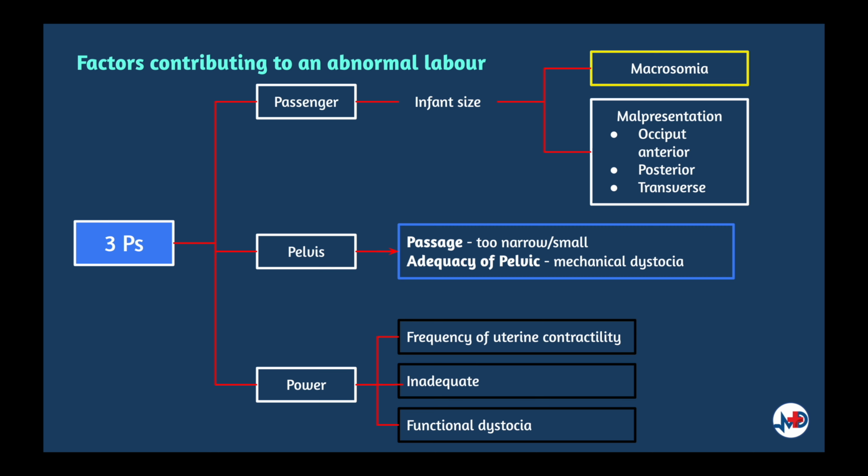And the third P is the power component. The frequency of uterine contraction may be adequate, but the intensity may be inadequate. Disruption of communication between adjacent segments of the uterus may also exist, resulting from surgical scarring, fibroids, or other conduction disruption. This causes the contraction pattern to fail to result in cervical effacement and dilatation, and this is called functional dystocia.